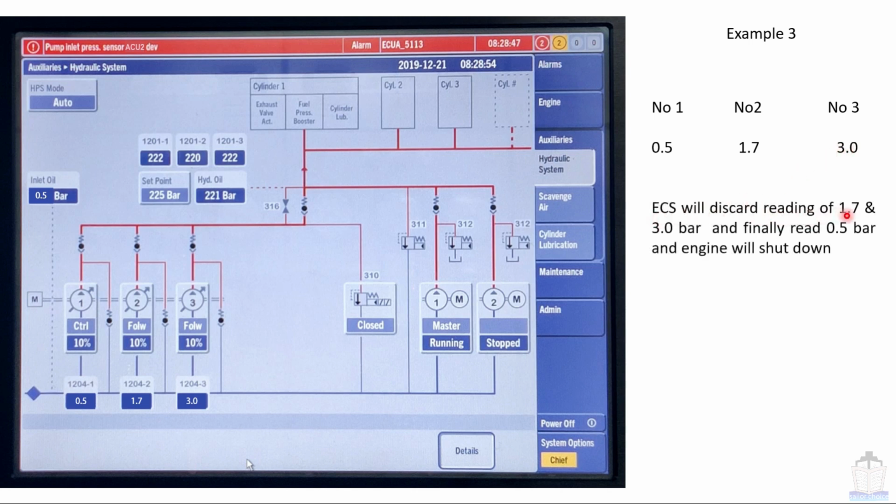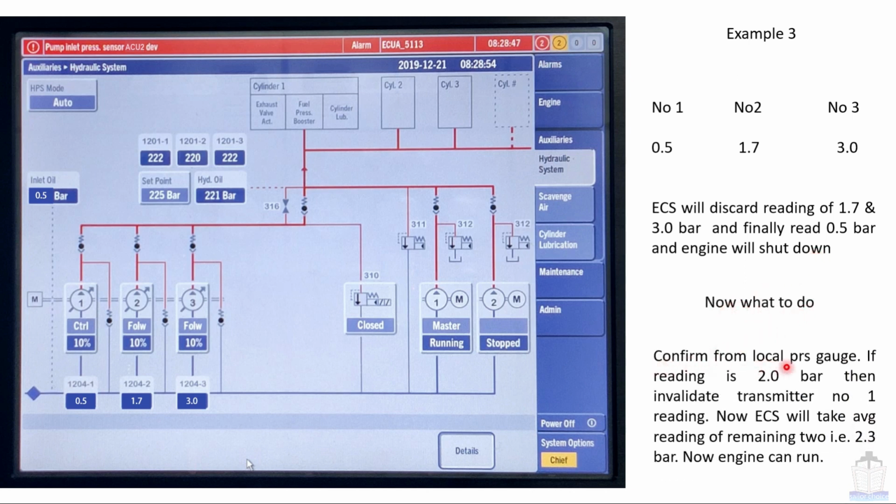ECS will discard the readings of 1.7 bar and 3 bar and finally read 0.5 bar, and the engine will be shut down. So now what to do? Confirm from the local pressure gauge. If the reading is 2 bar, then invalidate transmitter number 1 reading. Now ECS will take the average reading of the remaining 2, that is 2.3 bar. Now the engine can run. So this is the action you have to take in case you find a similar type of situation.